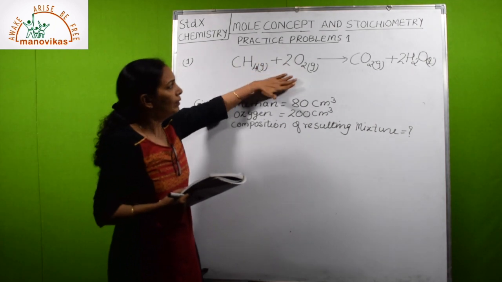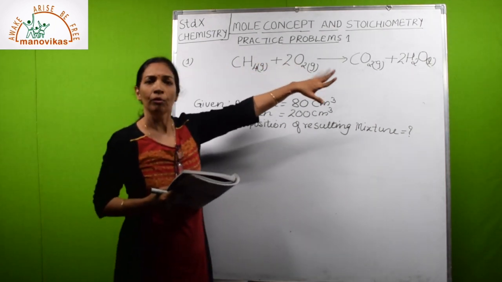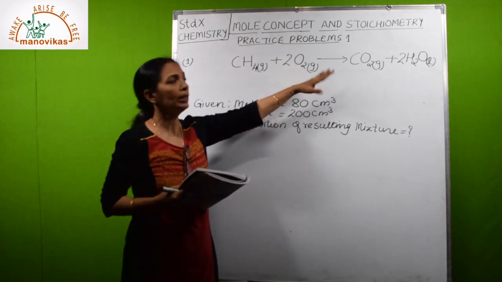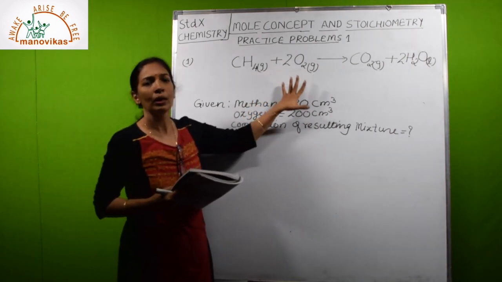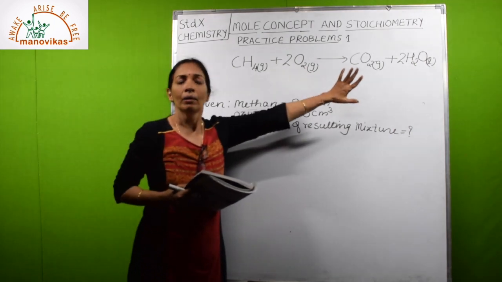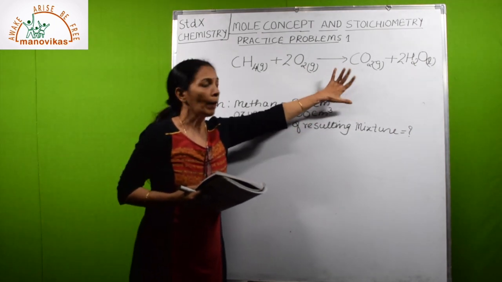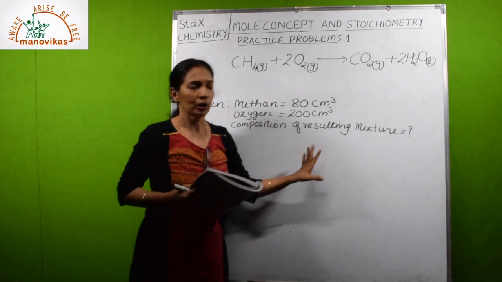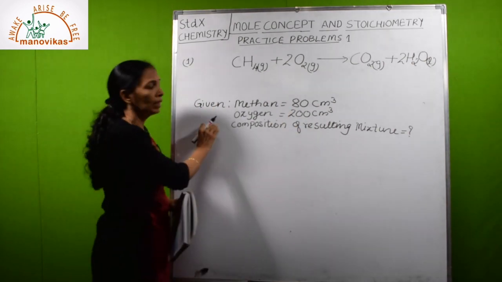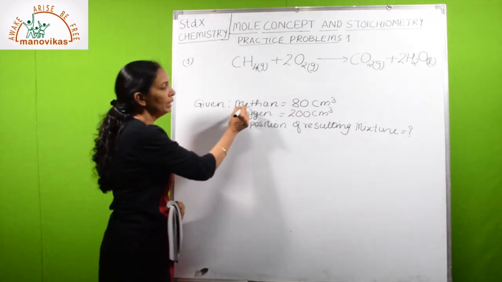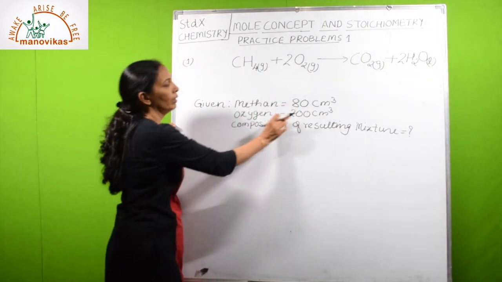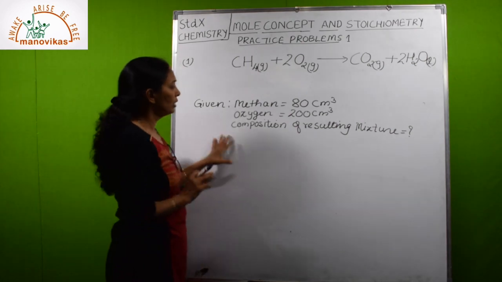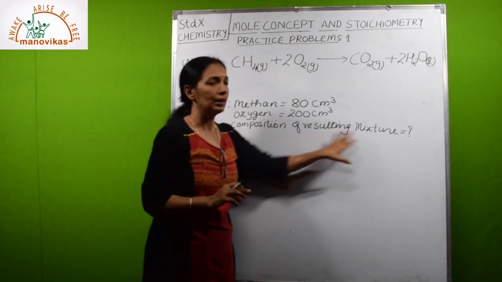So on heating, water will be in the form of water vapor, but on cooling it will turn into liquid state. As we know, Gay-Lussac's law is not applicable on liquid products, it is applicable only on gaseous products. Okay. So first we write what is given. Given: methane 80 cubic centimeter, oxygen 200 cubic centimeter. And what is the question? Composition of the resulting mixture.